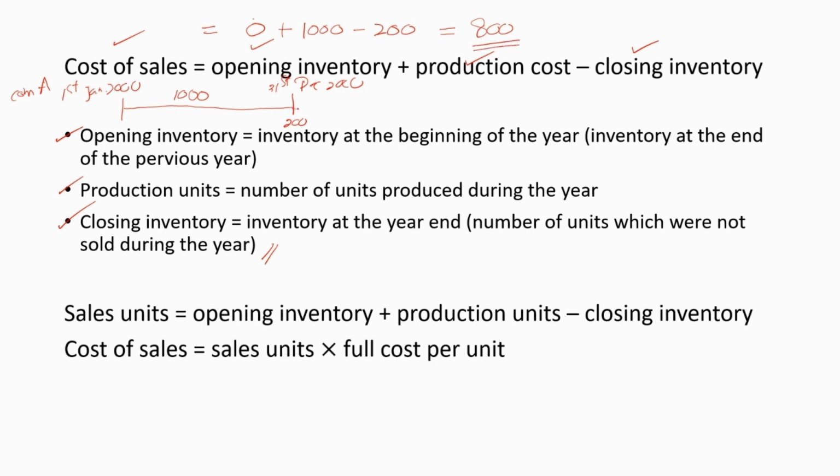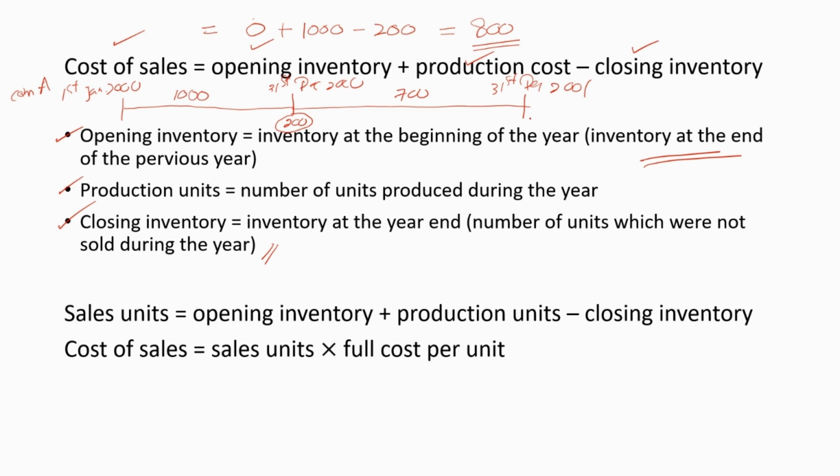Now let's say during the second year, this is now 31st of December 2001. During this year, they have produced 700 units. And remember, these 200 units at the year end of 2000 will be the opening inventory of 2001. Inventory at the end of the previous year will become the opening inventory of the next year.